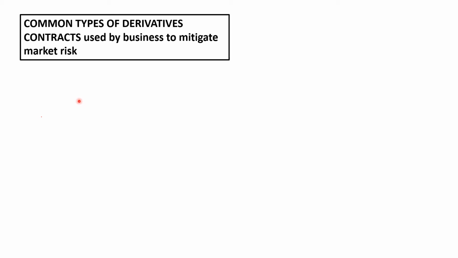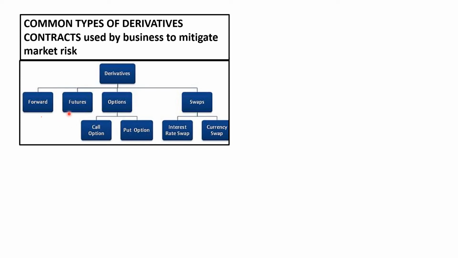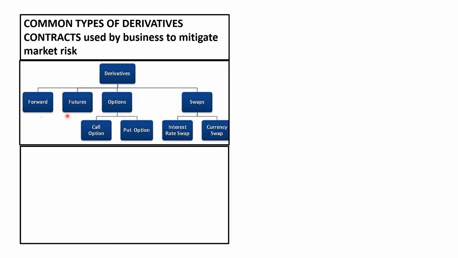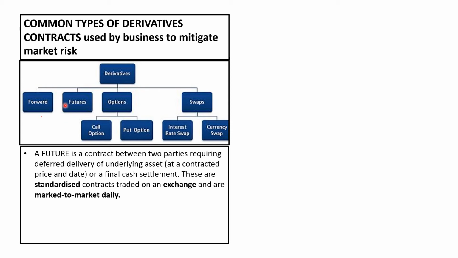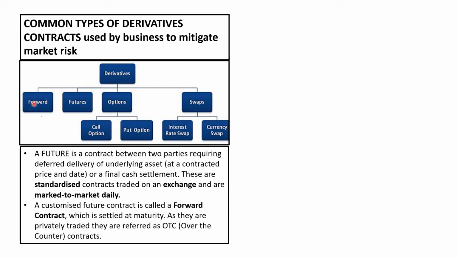Common types of derivative contracts used by businesses to mitigate market risk. We'll start looking at the first one, which is a future. It's a standardized contract traded on an exchange and marked to market daily. In other words, there is a price for that particular contract every day. The next one is a forward. A customized future contract is called a forward contract, which is settled at maturity. As they are privately traded, they are referred to as OTC, over-the-counter contracts.